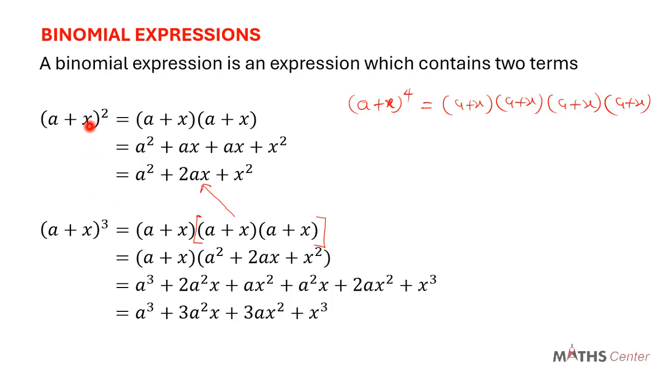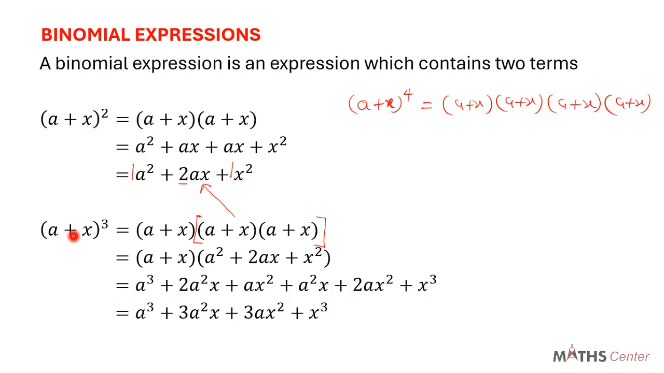So, for example, if we take the binomial expression (a + x) squared, when we expand it, we have a squared plus 2ax plus x squared. The first term here, which is a squared, its coefficient is 1. The second term here, which is 2ax, its coefficient is 2. The third term, which is x squared, its coefficient is 1. The Pascal's triangle helps us to get these coefficients.